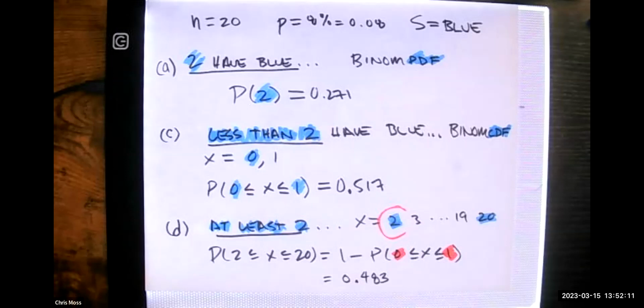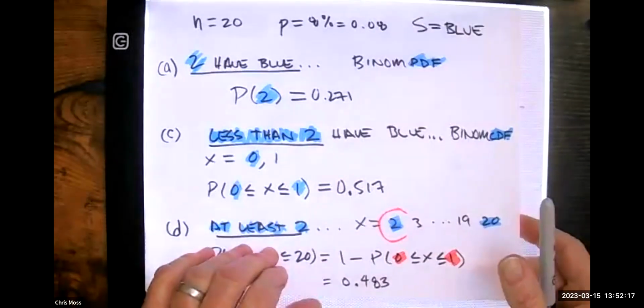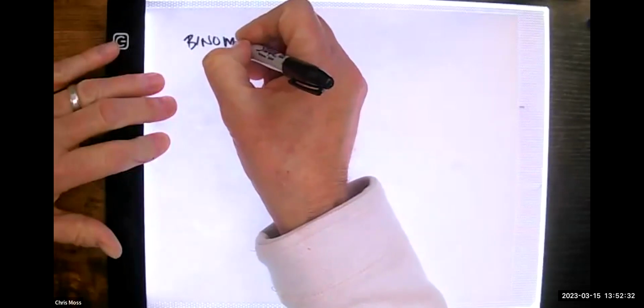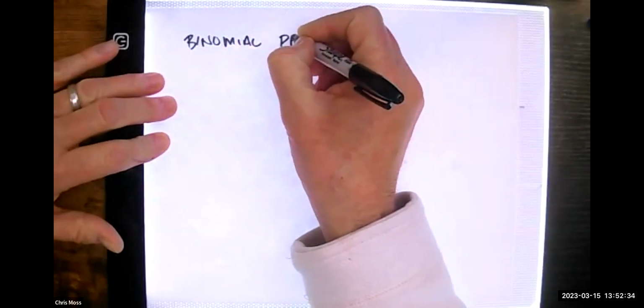So as I say, those are the very basic sorts of questions that we ask when it comes to binomial distributions. There is one other topic that I'll need to address, and then I want to look at one specific problem from your homework. These are the binomial parameters.